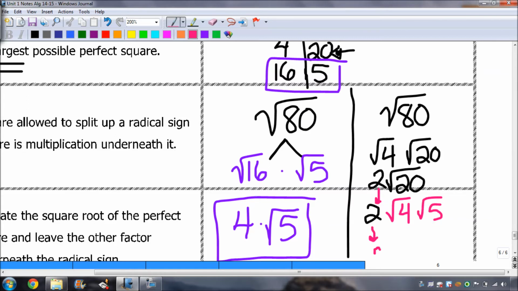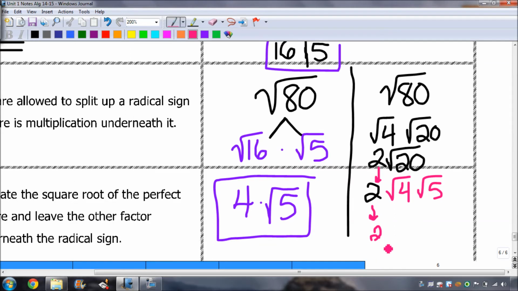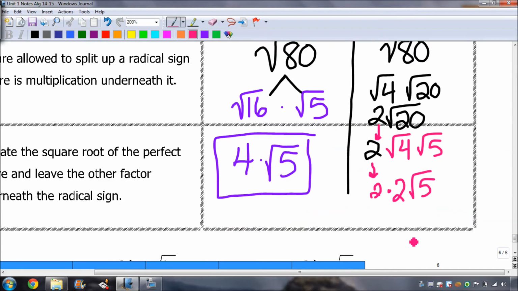The 2 still gets copied down. The square root of 4 is 2, and then I have radical 5. Now I just multiply these guys together, so I get 4 radical 5, and then I'm done. So I could do it either way. I would still get the same answer, but you have to be really careful about how you do it.